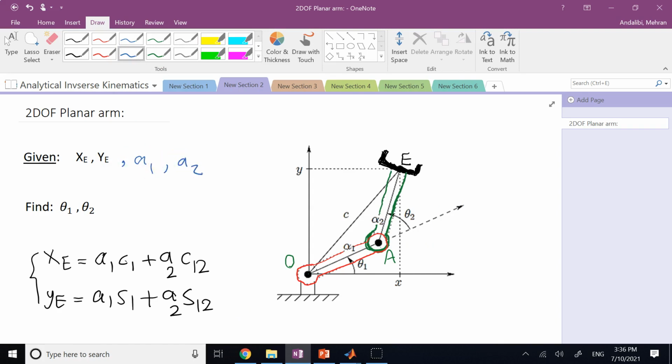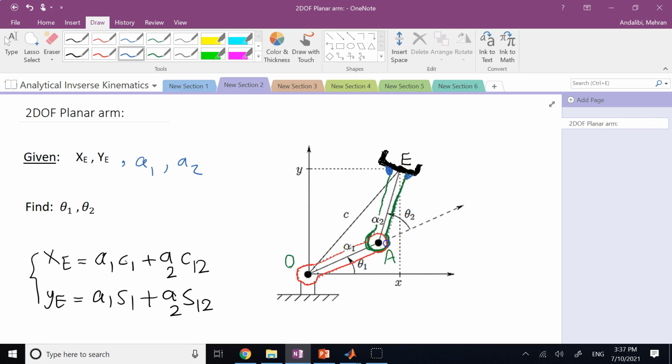Given. And your goal is to find what? θ1 and θ2, which can give you such position of the end effector. You might say, what about the orientation of the end effector? Well, in this case, the end effector is rigidly attached, like welded, to the second member. So the orientation of the second member is going to be the same as the orientation of the end effector.